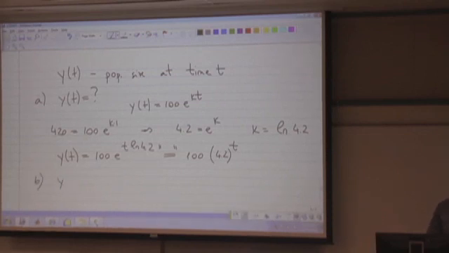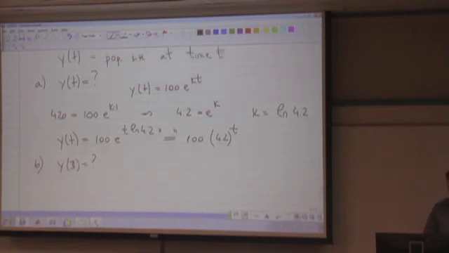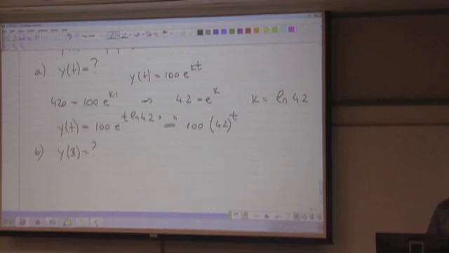T equals 3, so we're looking for y of 3, right? I'm sure everybody can put it in and figure out what it is. You're going to need to use a calculator for this, and it won't be on the test. You just plug in 3 for t.